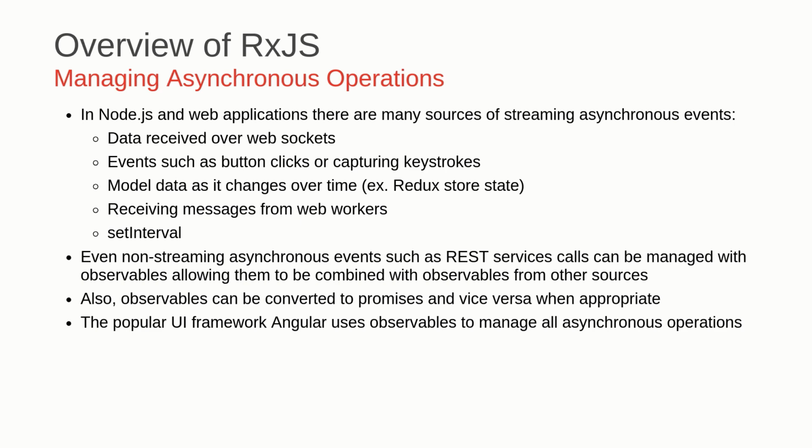Receiving messages from web workers. Even the simple function setInterval. It runs on a set interval. Well, every time it runs on each interval at the end of each time period, that's another source of an asynchronous data stream. You can even take non-streaming asynchronous things like REST service calls, wrap them in observables so that you can then connect them to other observables. You also can write code that will convert observables to promises and promises to observables as appropriate. In fact, the popular UI framework Angular actually uses observables to manage all of its asynchronous operations. Everything from button clicks to REST service calls.